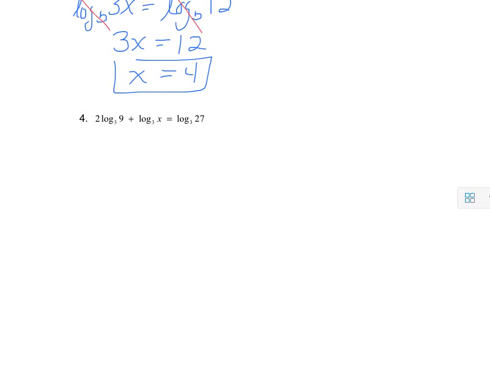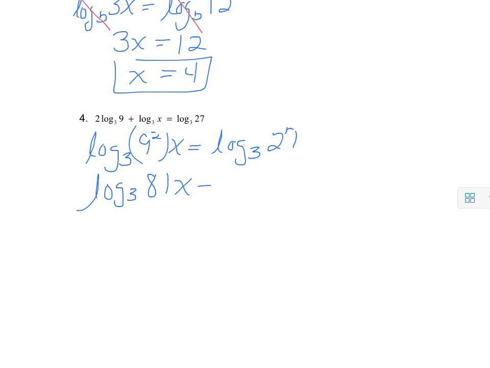Alright, let's take a look at number 4 then. They have a common base, so we're going to try to get the left side down to a single log. The 2 in front means it was an exponent, and addition means multiplication. So we're going to have log base 3 of 9 squared times x equals log base 3 of 27. All right, 9 squared is 81, so we have log base 3 of 81x equals log base 3 of 27. All right, we've got it down to a single log equal to a single log, which they have common bases, so I can actually eliminate the logs. And now I have 81x equals 27.